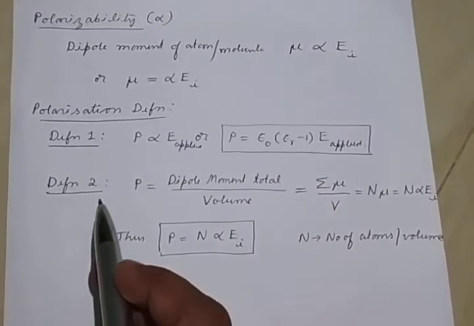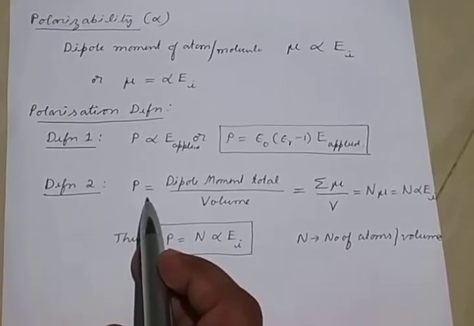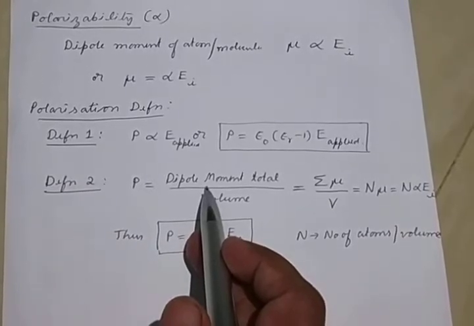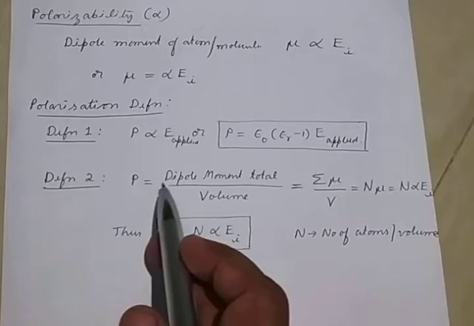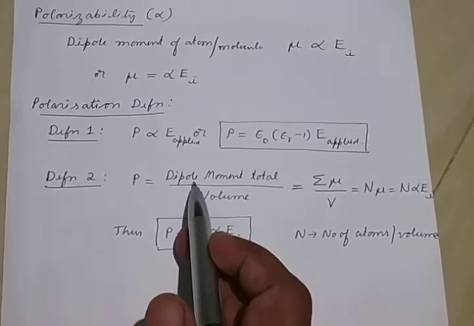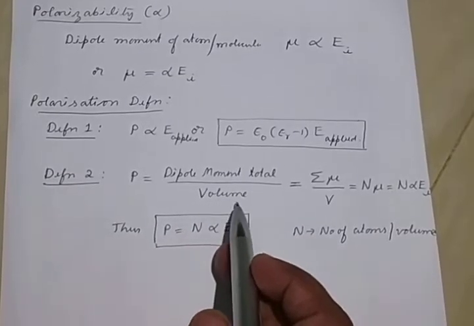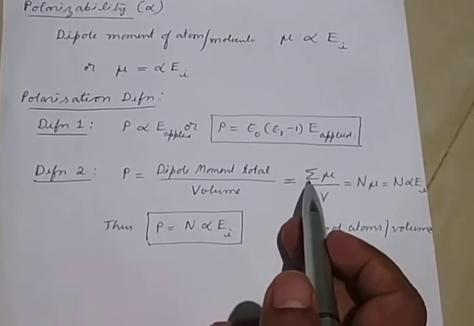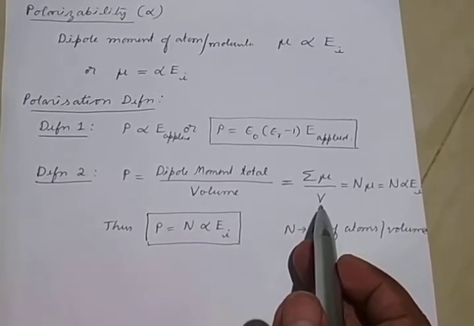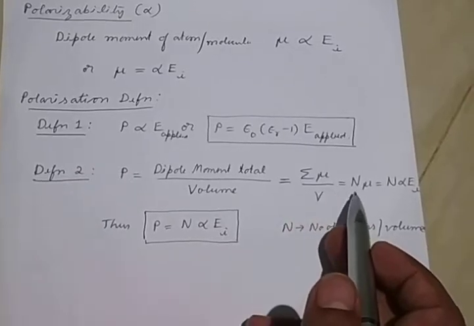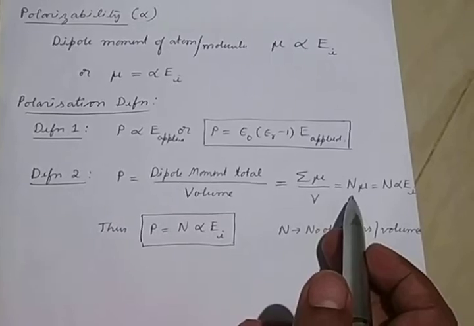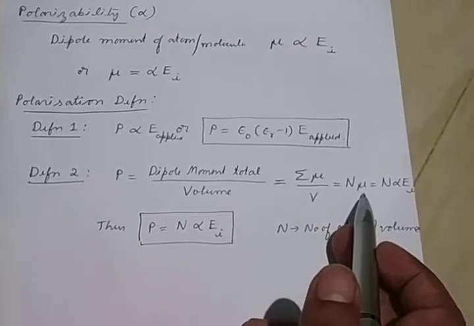Now if I look at the other definition of polarization from the microscopic point of view, that is from the individual atoms or molecules, polarization is defined as the net dipole moment per volume, that is the total dipole moment divided by the volume of the material. In other words, it is equal to sigma mu divided by the volume V of the material. Or sigma mu can be written as n mu, where n is the total number of atoms per unit volume in the material, multiplied by the dipole moment of each atom.